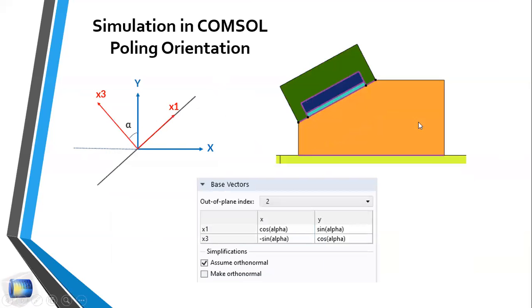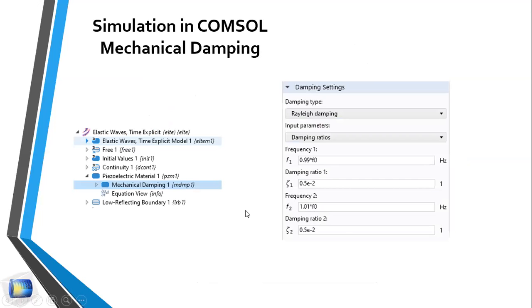Also, we have to change the poling orientation of the piezoelectric, since our piezoelectric isn't aligned with the Z direction. It is a little harder than our previous example, because we should consider the angle also to define a vector current. Also, we can take into account the mechanical damping for our piezoelectric. We have different options for damping type, and here we have chosen the Rayleigh damping.